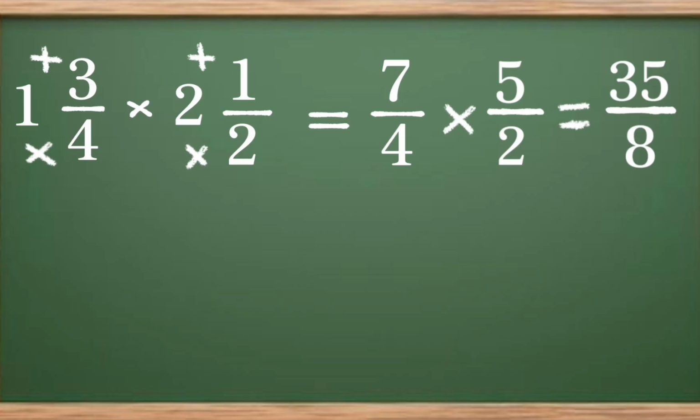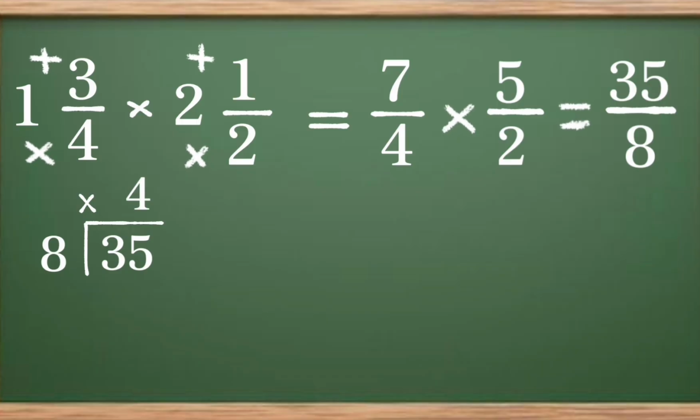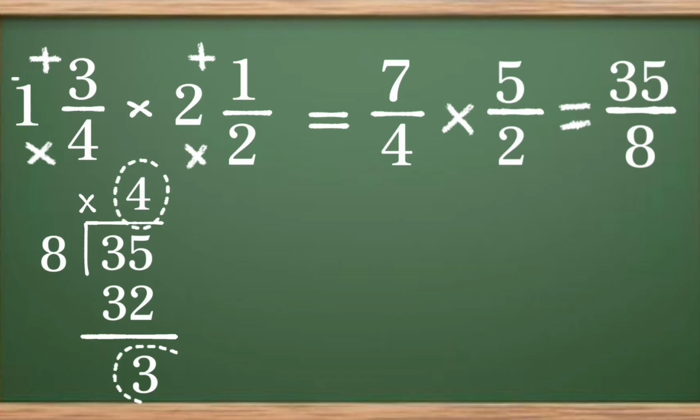Now look, our answer is in improper form. We are going to simplify it by converting it into a mixed number. 35 divided by 8 equals 4. 4 times 8 equals 32. 35 minus 32 is 3. Now, our answer is 4 and 3/8.